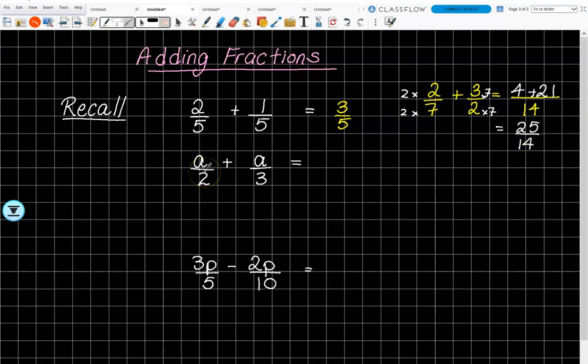When it comes to algebraic fractions, so we've got a pronumeral in it, wouldn't it be awful if the rules changed? Lucky for us, maths is so wonderful. The rules stay the same. We're going to do exactly the same thing. So we ask ourselves, what is a number that 2 and 3 both go into? 6, that's right. So what did we times 2 by to get to 6? 3. And what did we times 3 by to get to 6? 2.